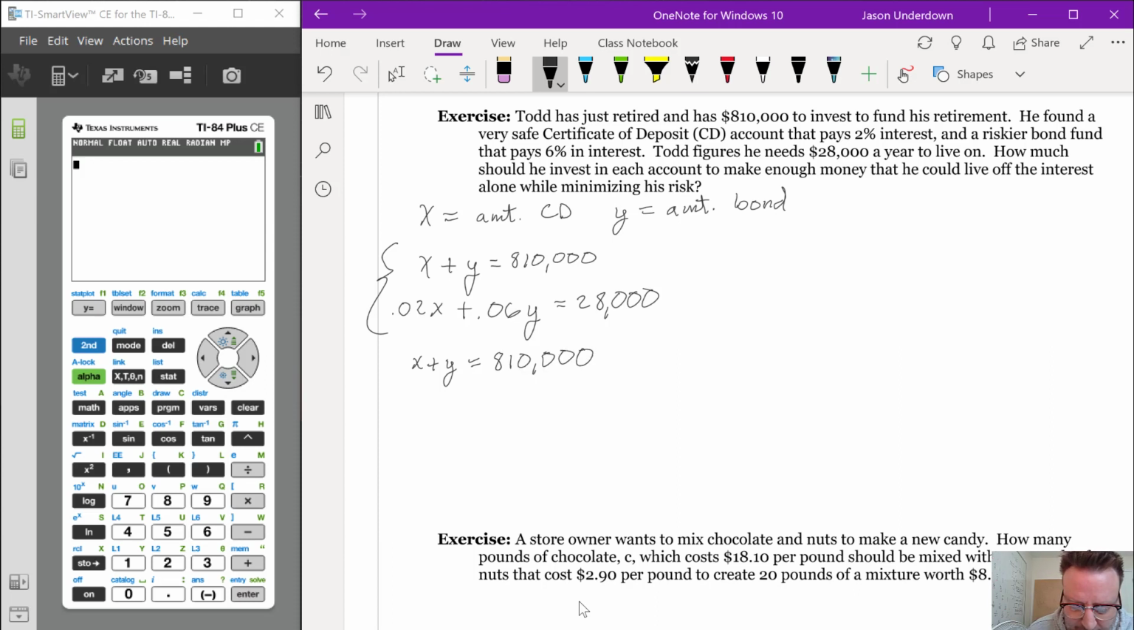First equation stays the same, but the second equation will now become 2x plus 6y equals, and then I got to tack on 2 more zeros. Multiplying by 100 will tack on 2 more zeros to that number, and that's going to give me, let's see, 2800000. Now I put the commas in the appropriate places. I get 2.8 million.